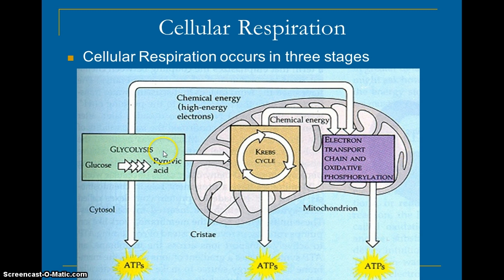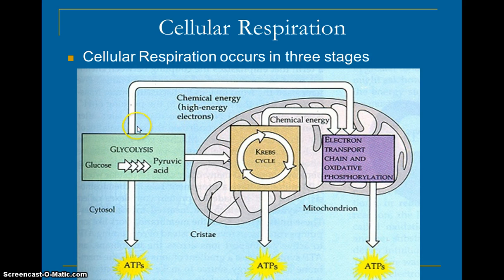This diagram right here is actually on your test as well. You have to fill in what glycolysis is, and glycolysis is when glucose makes pyruvic acid. Okay, this pyruvic acid is then used in the Krebs cycle to make CO2. Chemical energy is taken to the electron transport chain, and that's where other ATPs are made. So all 3 steps here make ATP. Glycolysis makes 2 ATP, the Krebs cycle makes 2 ATP, and the electron transport chain makes 32 to 34 ATP.